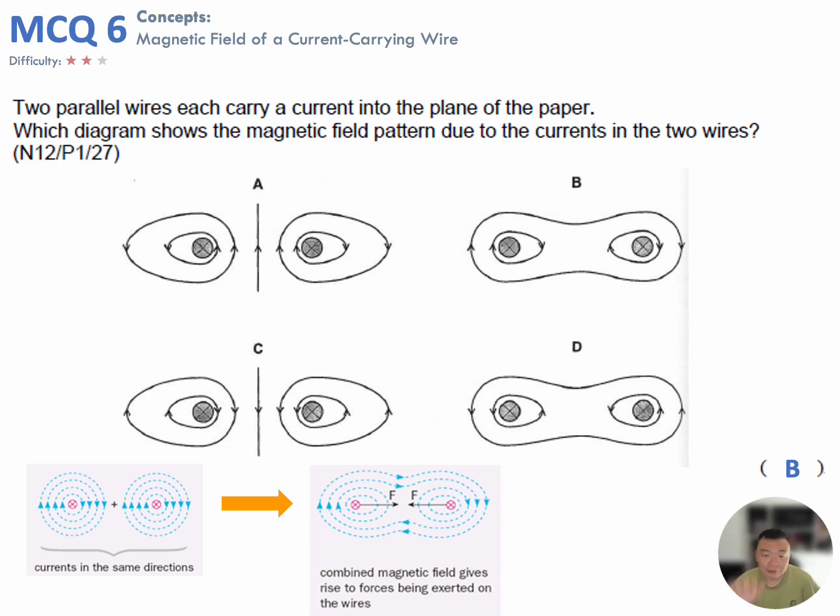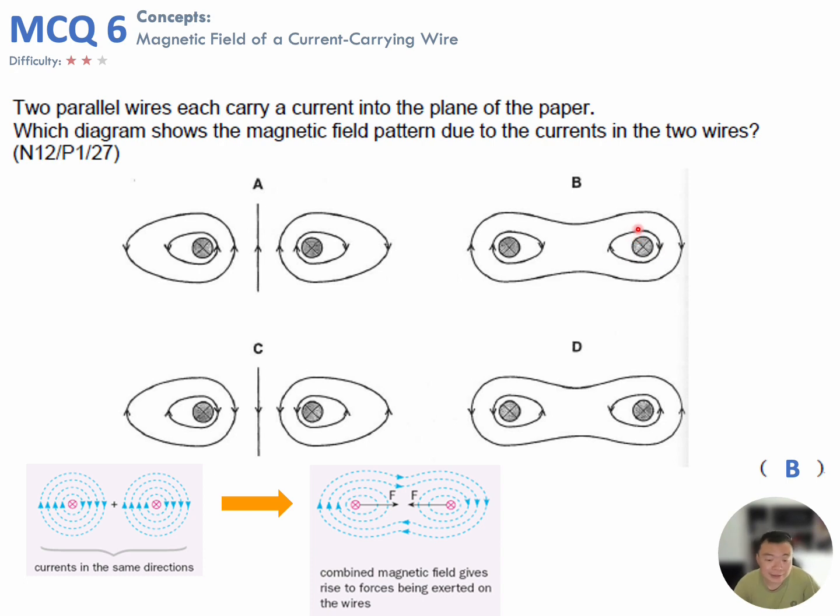So you use the right hand grip rule, point your thumb into the paper or into the screen, and you will get field lines that are clockwise around the wire. So we are looking for field lines around the wire that are clockwise in direction. If you look at B, this field line is clockwise. This field line is also clockwise. So that's the correct field lines.